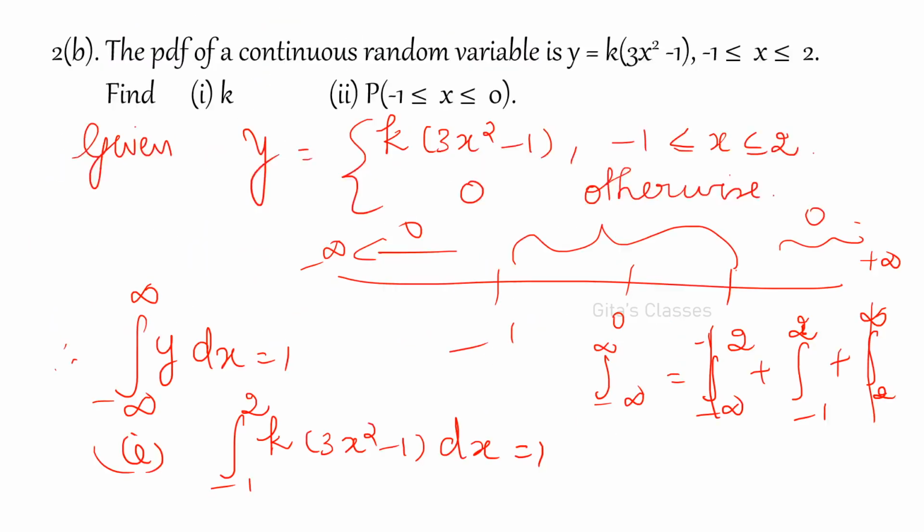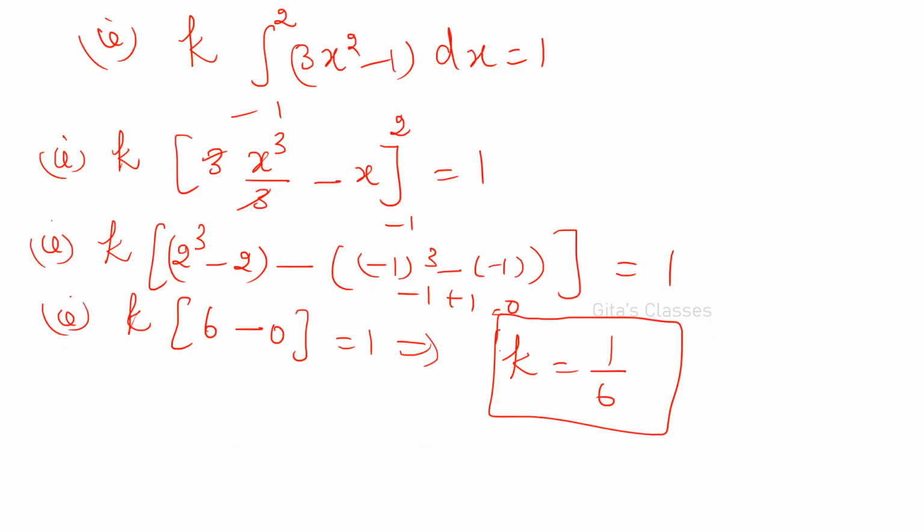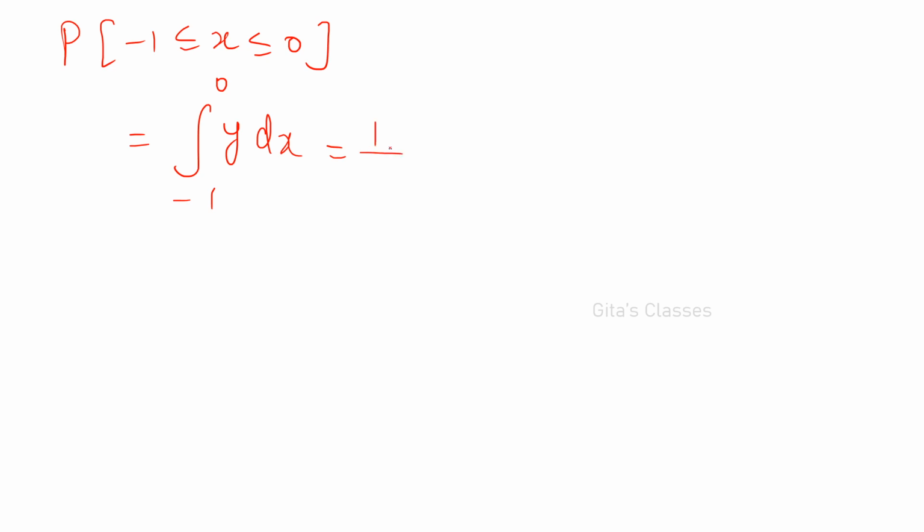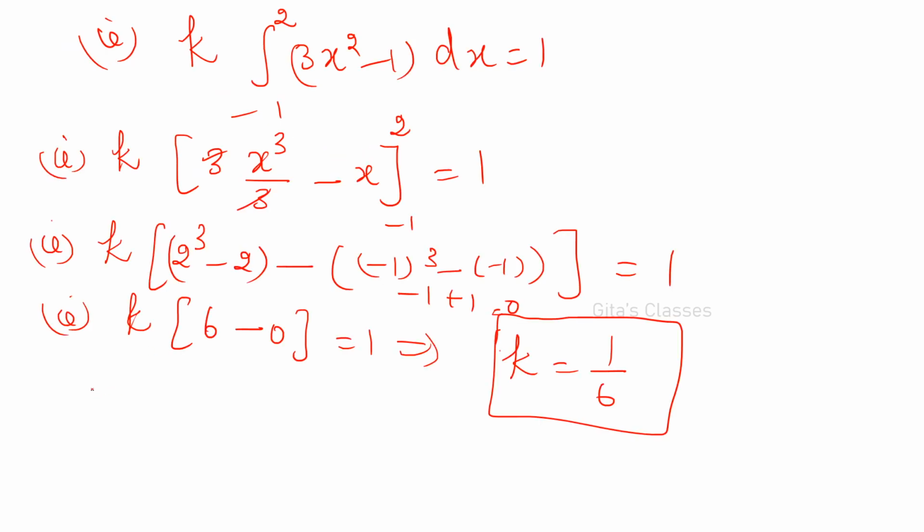And what is asked? What is the next question? Probability that minus 1 less than or equal to x less than 0. So probability of minus 1 less than or equal to x less than or equal to 0 is equal to, less than or equal to 0 or less than 0 is also the same. In this interval you have to integrate. So minus 1 to 0, whatever is asked in that interval, y dx. And k, we know, is 1 by 6. So after this you can substitute. Therefore y becomes 1 by 6 into 3x squared minus 1 in the interval minus 1 less than or equal to x less than or equal to 2.